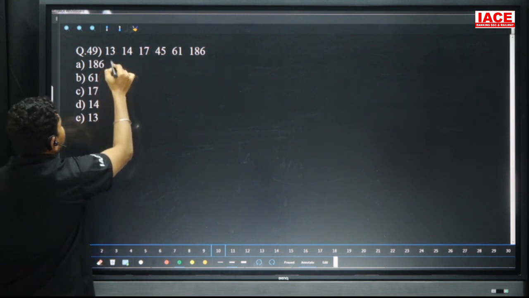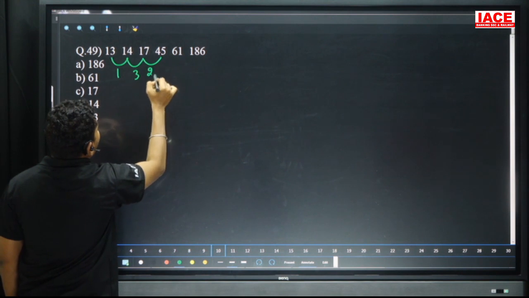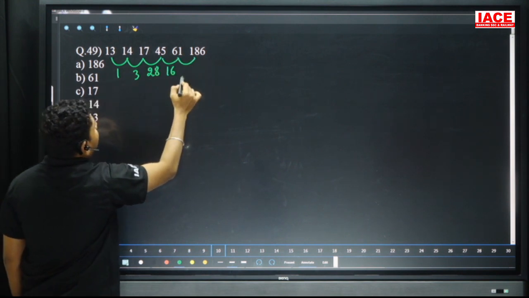Next, question number 49. We'll go with the difference. Here 1 added. Here 3 added. Here how much added? 28. And here added 16. And here added how much?